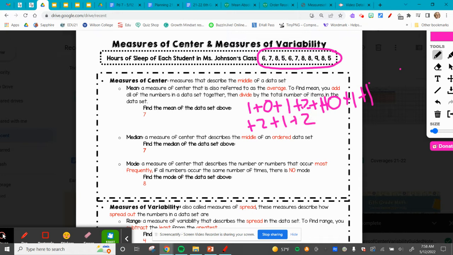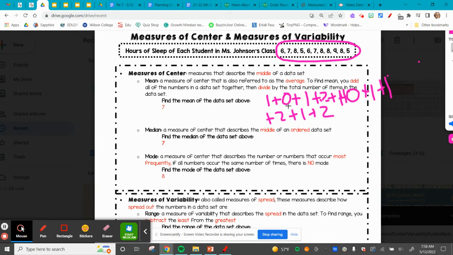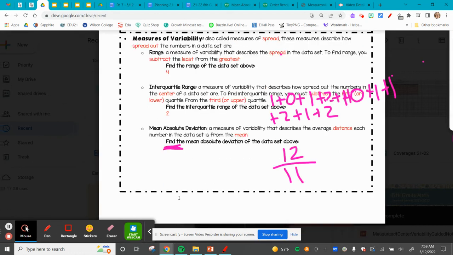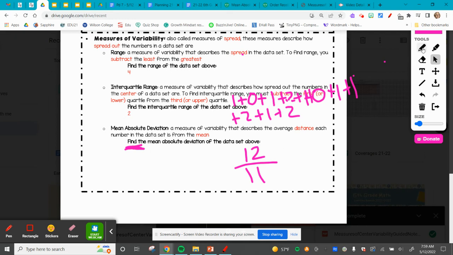I'm going to go back. I have 1, 2, 3, 4, 5, 6, 7, 8, 9, 10, 11 pieces of data. Do I have 11 differences in absolute value form? 1, 2, 3, 4, 5, 6, 7, 8, 9, 10, 11. So I'm going to add these numbers. Okay, so when I added up the absolute value of the difference between each piece of data and my mean, I got 12. That's my total right here.